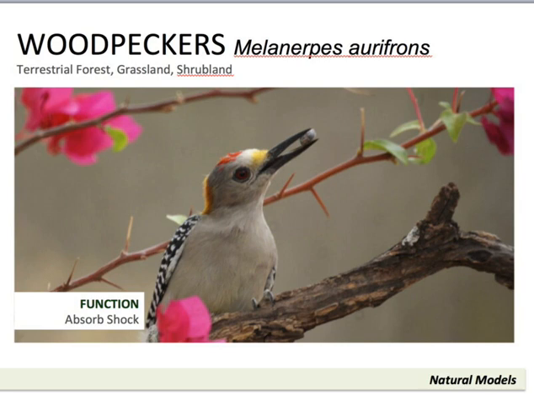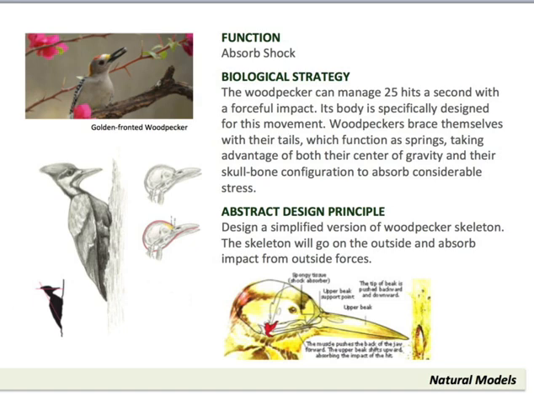Okay, just one of the last few examples is the woodpecker, and in this case the function is the absorption of shock. You're familiar with the fact that woodpeckers obviously peck on wood, and the force that they use while they do this is remarkable. Their skulls have evolved protective systems that are very, very interesting, so they can hit the wood with very strong force. Their body has evolved for this movement. They brace themselves using their tails, and they take advantage of their center of gravity and the structure of the bone of their skull to absorb considerable stress.